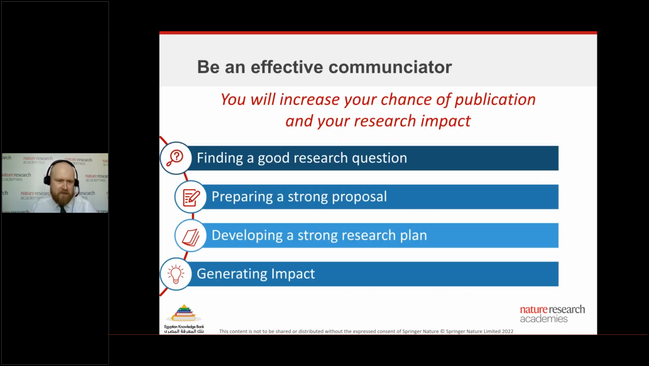Great. Thank you, everybody, for engaging in today's workshop. It's been a brilliant session. I hope it's been useful for you. We looked at ways to generate a good research question, and then we looked at how to generate a good research proposal and research plan yourself. And then we looked at ways to generate impact both during the course of your study, but also after. So, thank you again for coming today, and thank you for all of your brilliant questions.